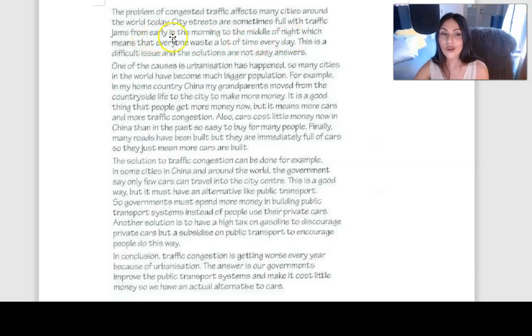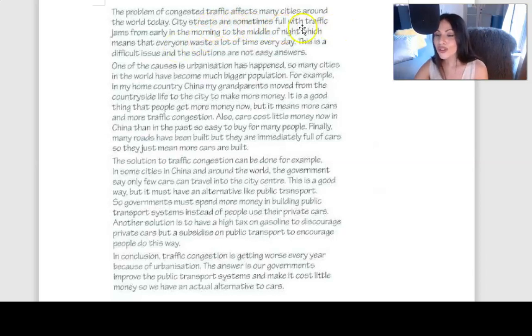From early in the morning to the middle of the night. Which means that everyone wastes, not waste. Everyone wastes a lot of time every day. So why wastes? We have to have subject-verb agreement. That's why they must work well together. They must be relatable, otherwise it's not grammatically correct. So everyone wastes. It's taken as singular.